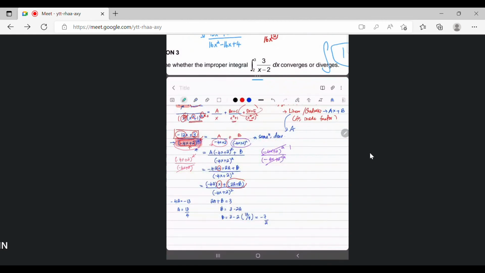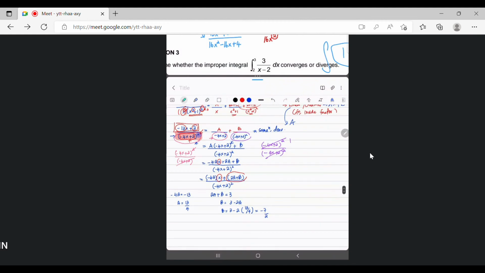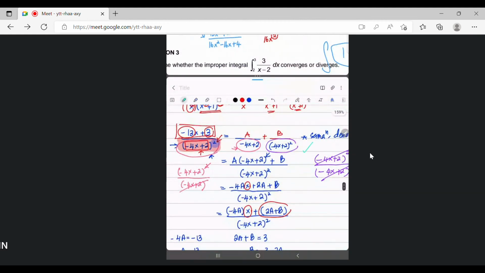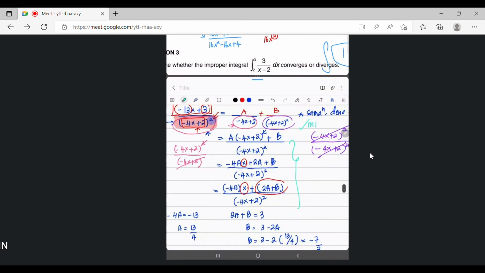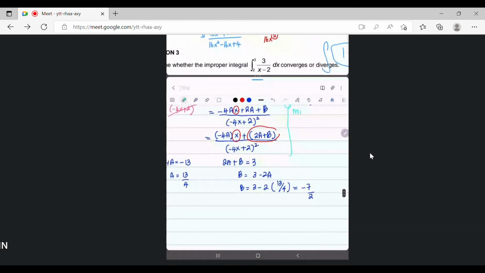Okay. Korang set up the correct PFD, dekat sini akan dapat 1 markah. Try to solve. Okay, you samakan denominator, you expand and so on. Sini akan dapat 1 markah. Okay, nilai A dan juga nilai B betul dapat 1 markah. Okay, dia mesti dua-dua betul baru dapat 1 markah.